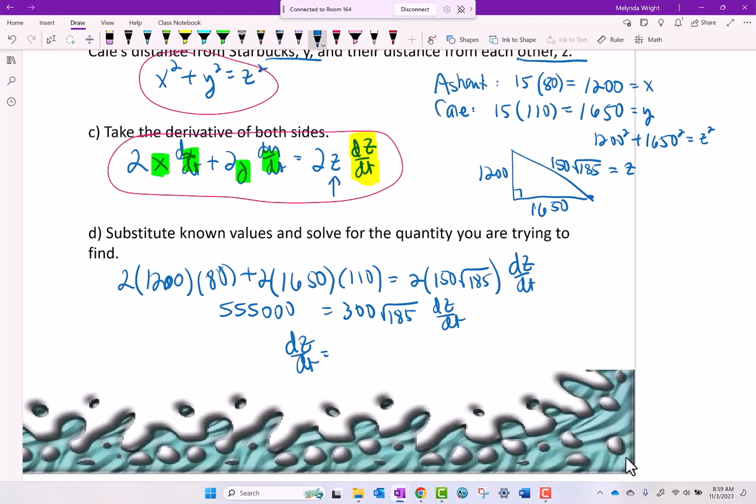I guess you could put it in exact form, but if you put it in exact form, it's just going to be weird. If you tell somebody that the distance is changing by 555,000 over 300 root 185, that would be weird. Nobody would really know what you're talking about. So it would be better if we put it in decimal form. So it's really 136.0147, and it's yards per minute.